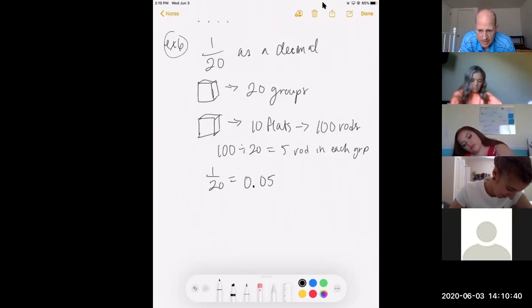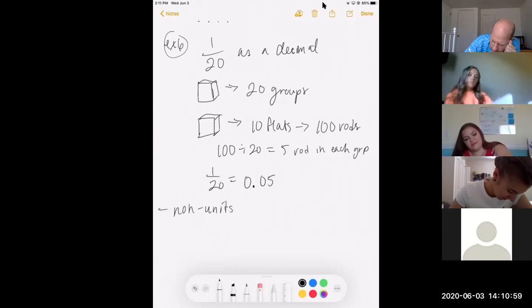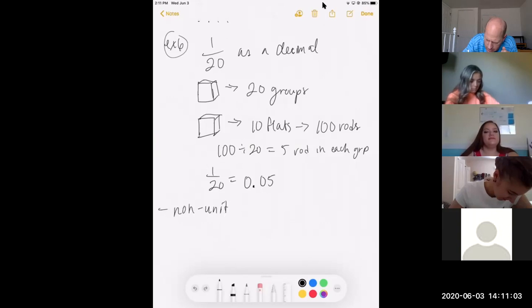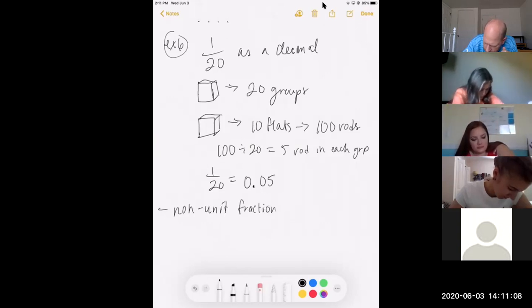All right, good thinking, everyone. So that's how you convert fractions to decimals. You can divide them. Well, those are all unit fractions, what I told you to do, right? And so what we need to do is think about non-unit fractions, which is what we come across in life more than unit fractions. So this is key. So, non-unit fractions to decimals.